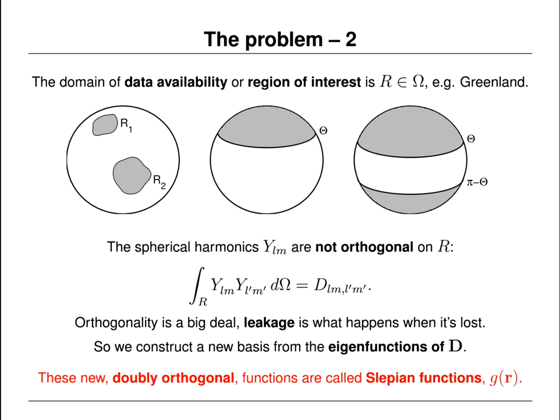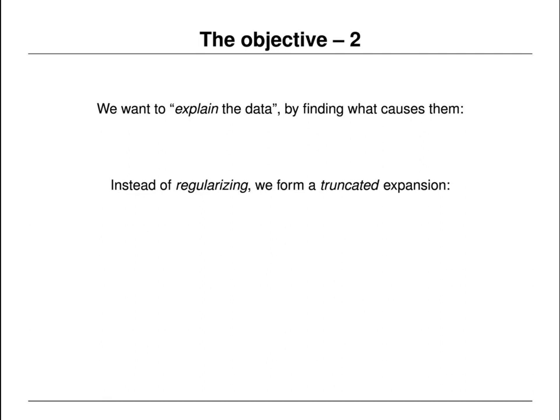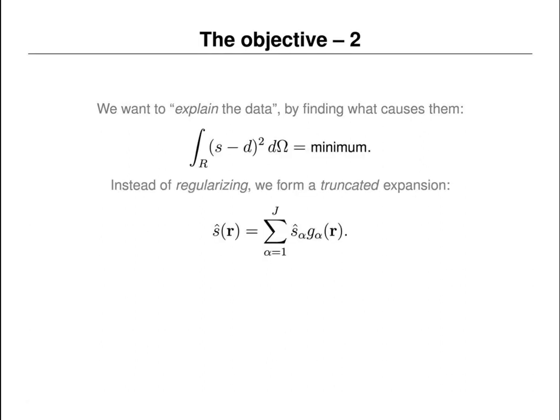But we basically took all of their ideas and wrapped them on the sphere. And that's why they're called Slepian functions, and that's where you go look for the first references. So we're going to use these new functions, and we're going to still try to explain the data, but we're going to try and expand the unknown solution into that new basis.